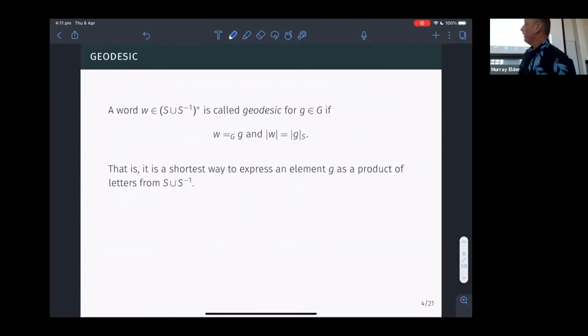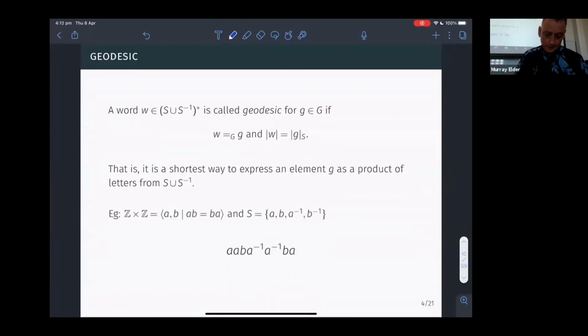Okay, so a word over the generators and the inverses is called a geodesic for a group element if the word computes to the group element and the length, in terms of the number of letters, is realizing the shortest possible way to write g. So that's what a geodesic is going to be.